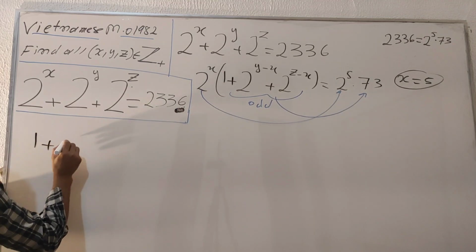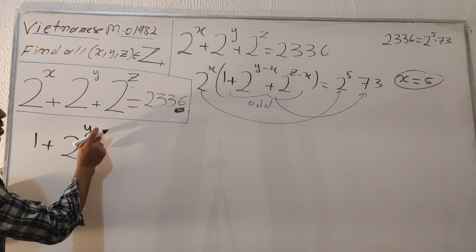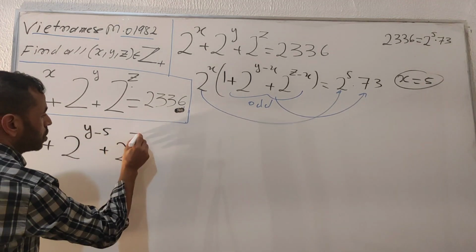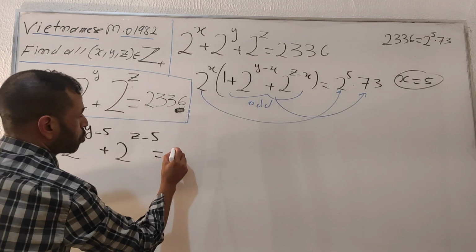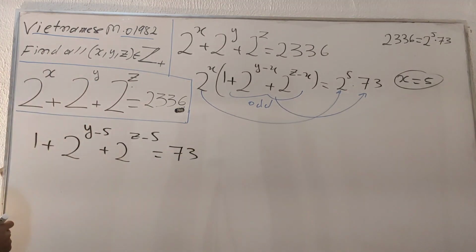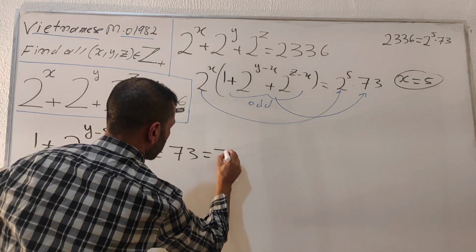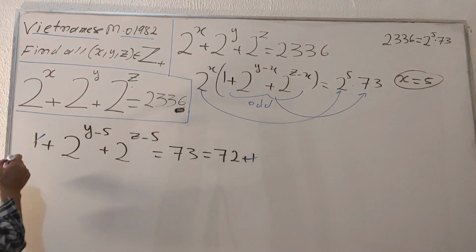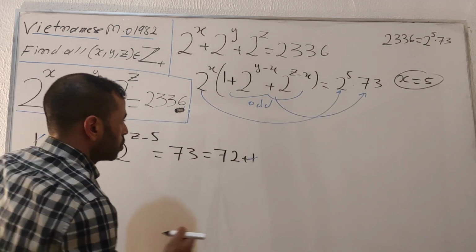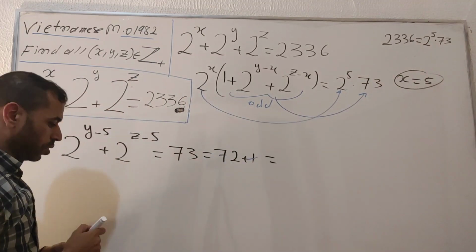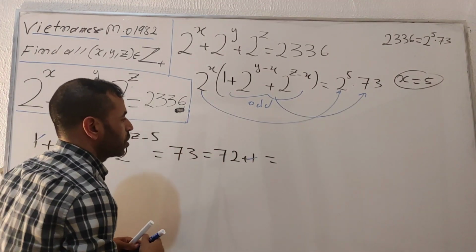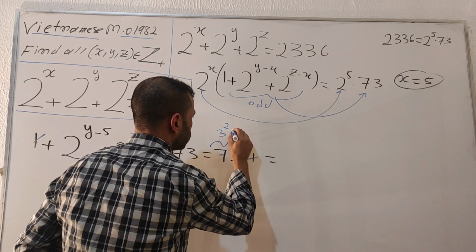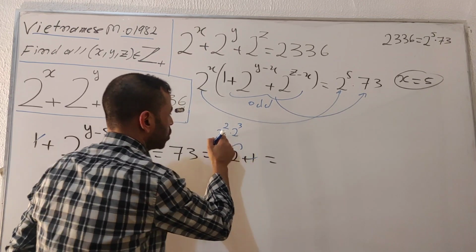So we get 1 plus 2 to the y minus 5, with x replaced by the number 5 as I found, plus 2 to the z minus 5, equals 73, because it's odd. 73 is the same as 72 plus number 1. So it's very clear here: number 1 will be cancelled out from both sides. Also this 72 is the same as 3 squared multiplied by 2 to the 3, which is 8 multiplied by 9.